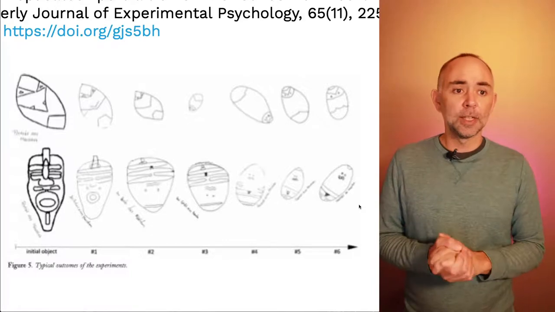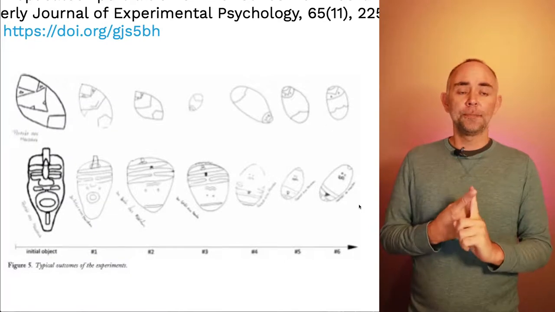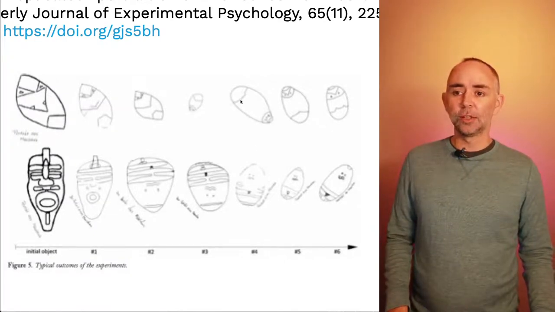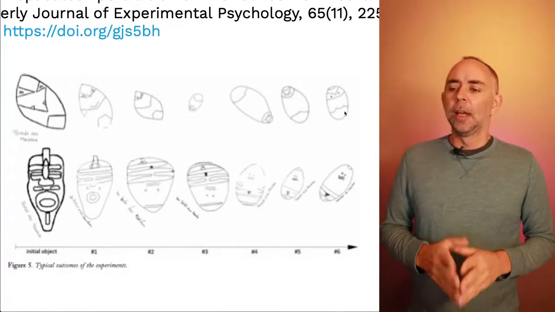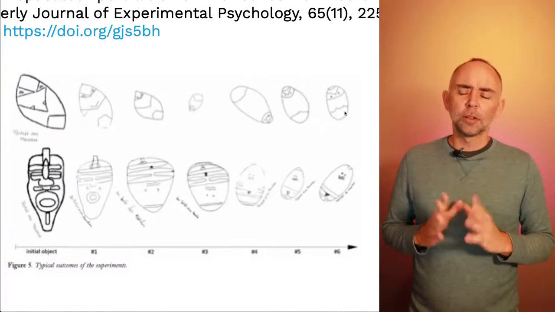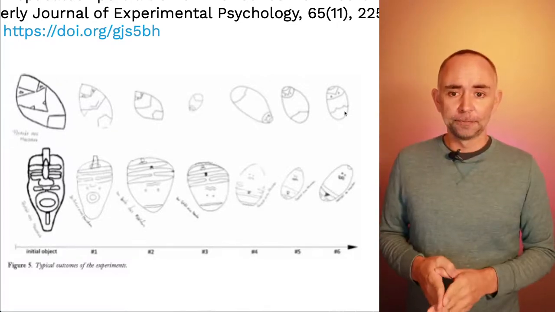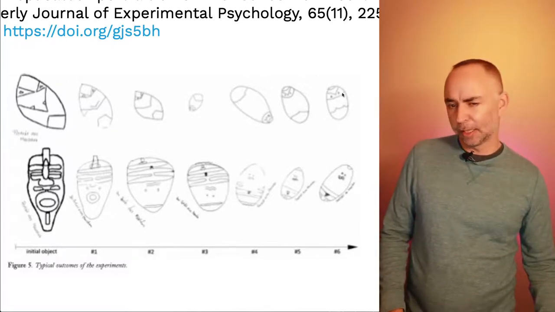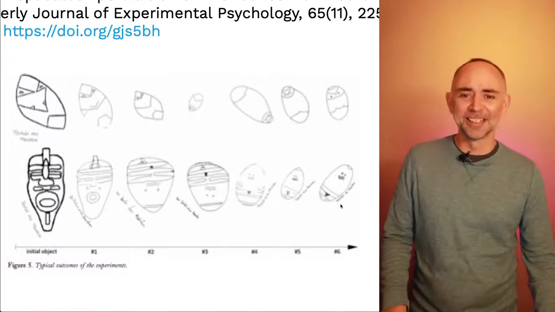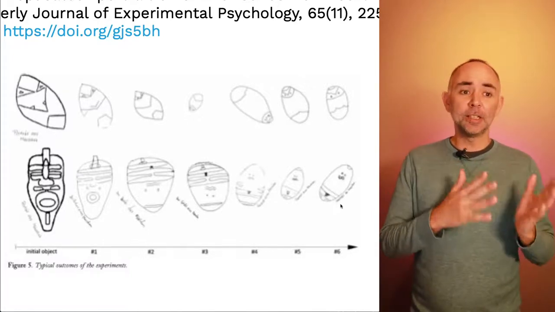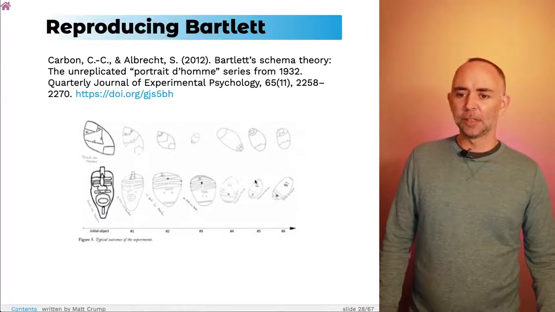So what do you notice that's the same or different from Bartlett's original? One thing that's the same is that people's drawings do change as they try to redraw from memory. So that's definitely happening. One thing that's different is that the drawings don't appear to become more like faces. This drawing looks like an Easter egg or something like that. This one looks like a Humpty Dumpty, maybe, I don't know. They both become egg-like things. So they don't become faces.